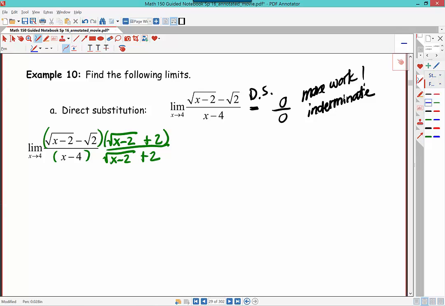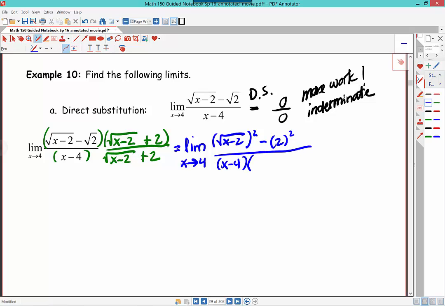And let's see what happens. Can we take off our limit notation? No, good, because we're not ready to use direct substitution yet. So this is going to give us root x minus 2 squared minus 2 squared over x minus 4 times root x minus 2 plus 2. And remember that trick, don't multiply out the denominator. If you did things right, that x minus 4 will divide out.